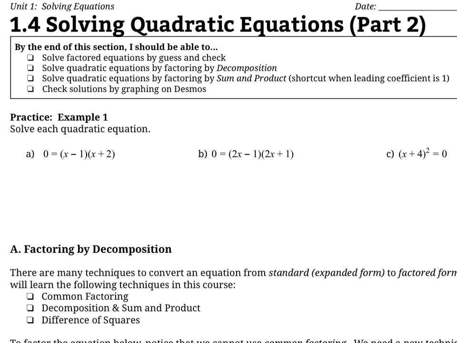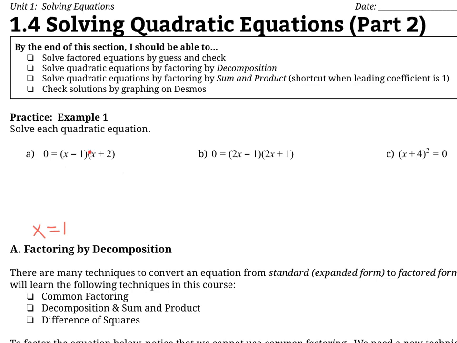So think about what I could put in for x right here. Well, if x is equal to 1, then I'm going to have 1 minus 1, 1 plus 2. The whole equation will become 0 because we have 0 times 3, and the whole thing will equal 0. So one solution is going to be x is equal to 1.